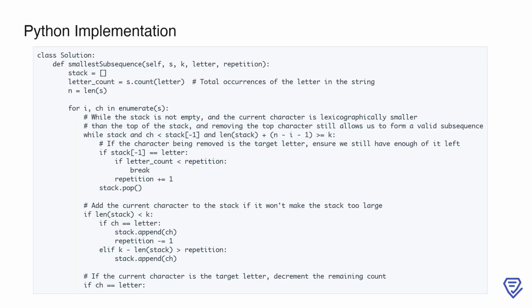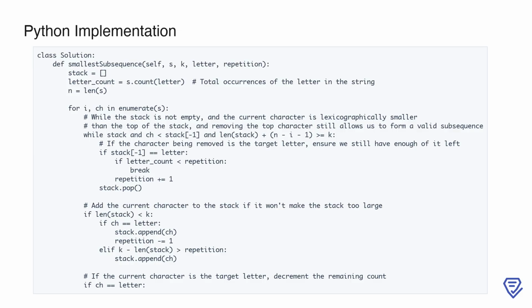Here, we define the function smallest subsequence within the solution class. It takes 4 parameters: the string s, the desired subsequence length k, the target letter, and the repetition count that specifies how many times the target letter must appear in the result. We start by initializing an empty stack to build our subsequence and calculate letter_count, which holds the total occurrences of the target letter in the string. The variable n stores the length of the string for future reference.